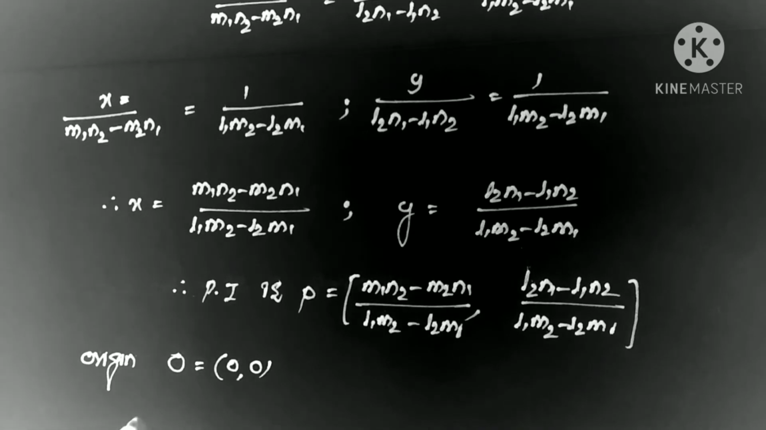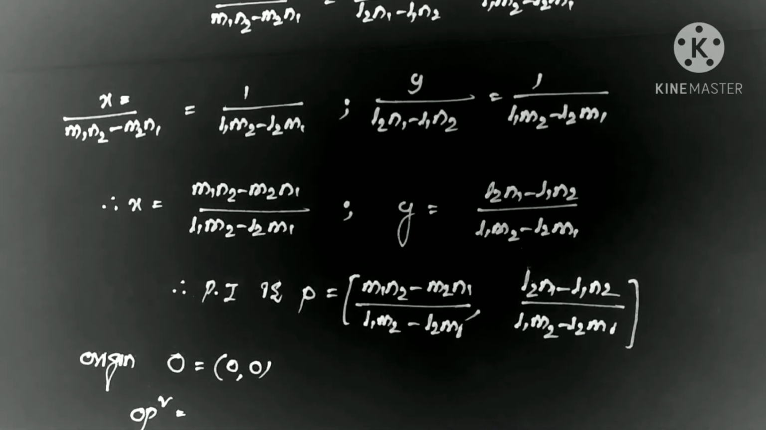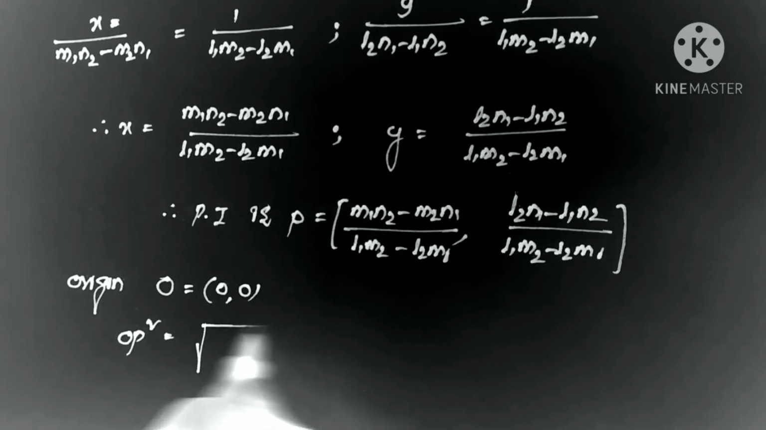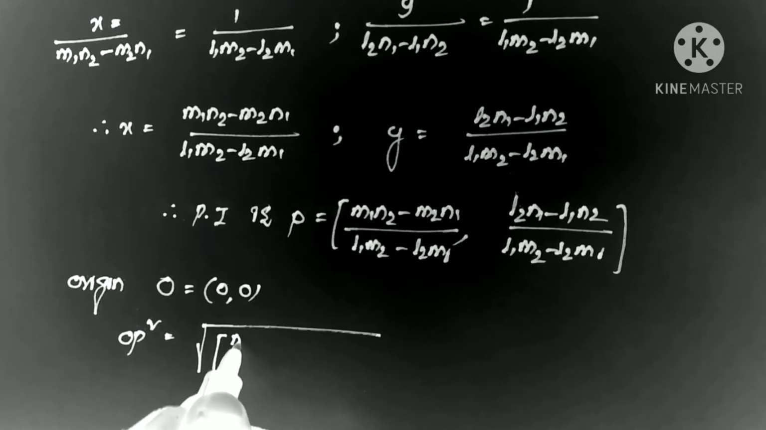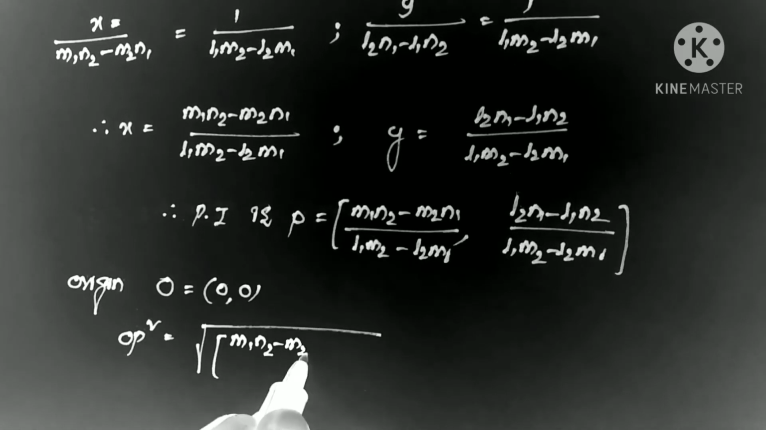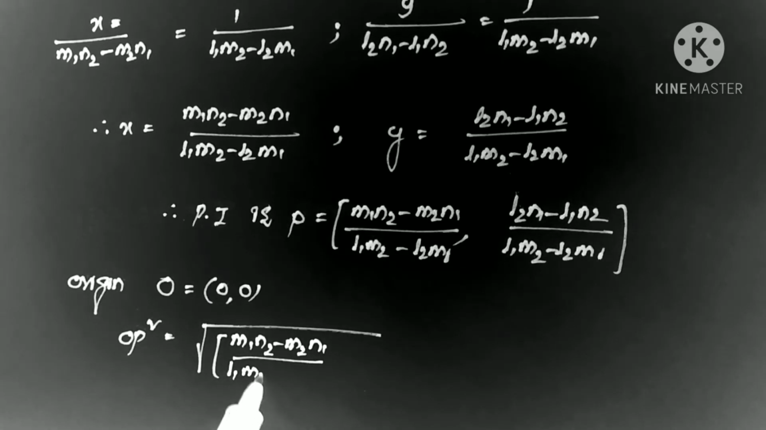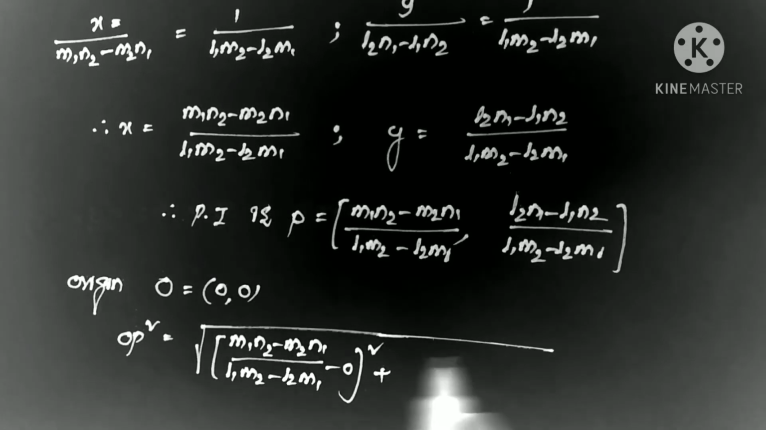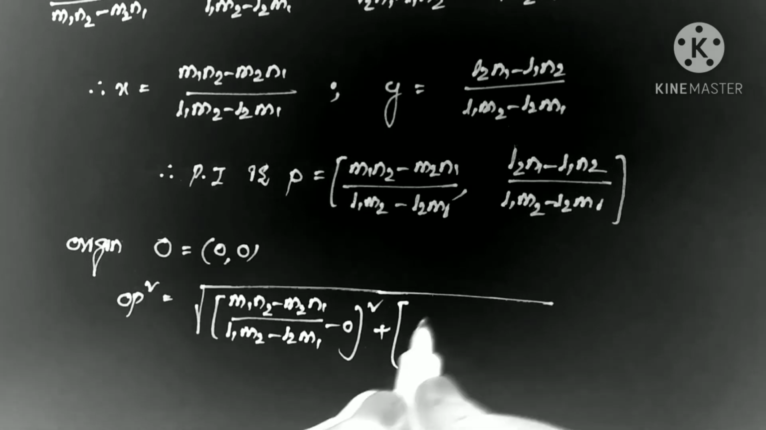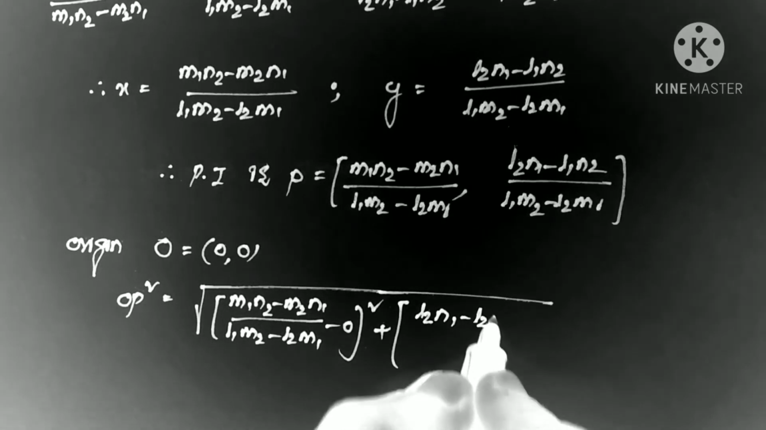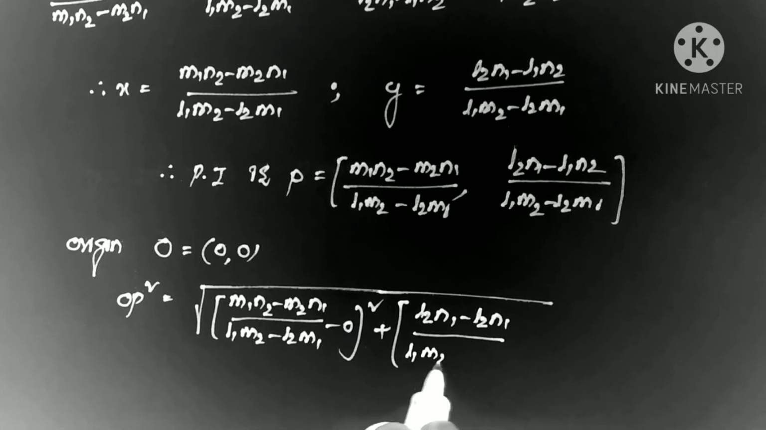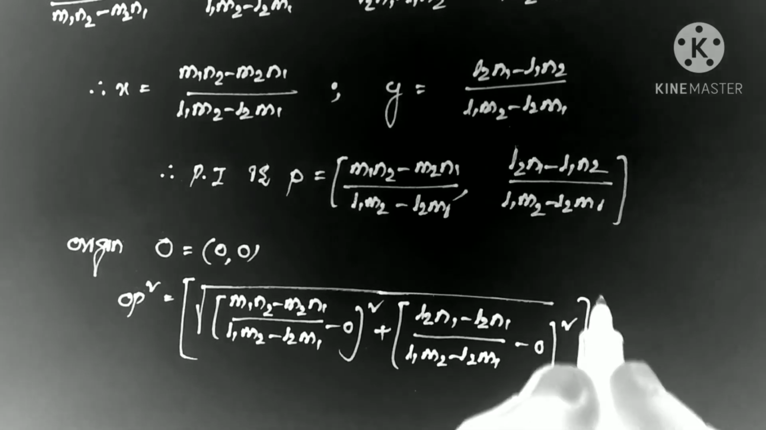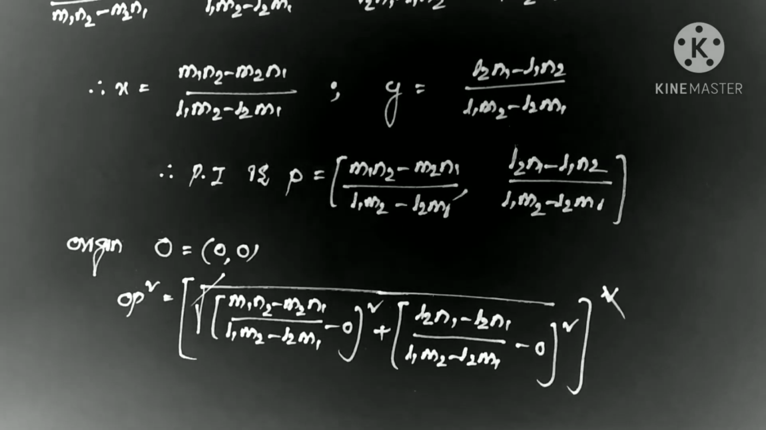Now what do we want? The square of the distance. We want the value of OP square. The distance between these two points is OP, the square root of (x2 - x1) whole square plus (y2 - y1) whole square. So the distance is (M1 N2 - M2 N1) by (L1 M2 - L2 M1) minus 0, whole square, plus (L2 N1 - L1 N2) by (L1 M2 - L2 M1) minus 0, whole square. This is the distance, but here we take OP square, the distance whole square.